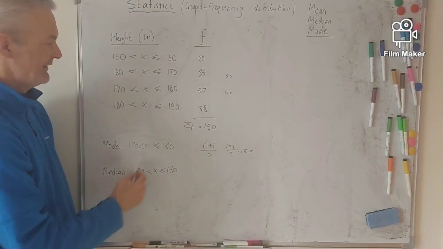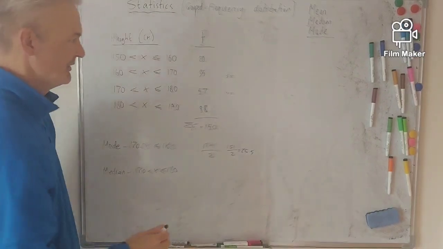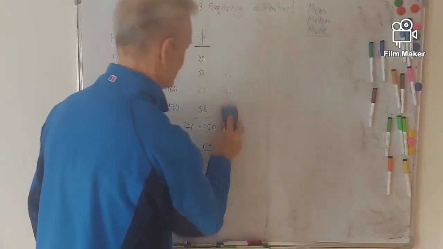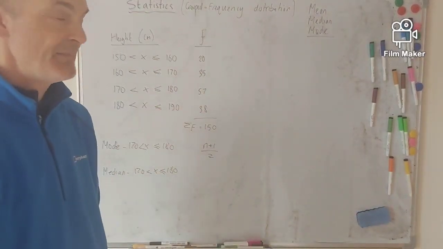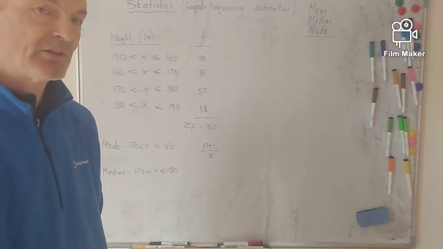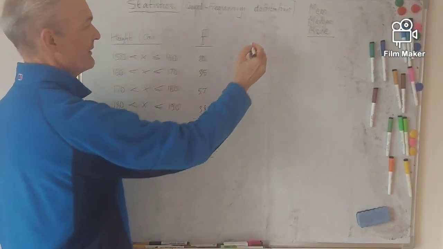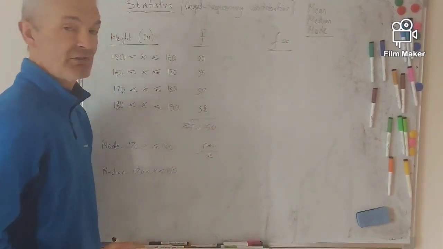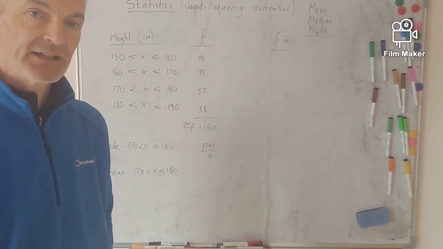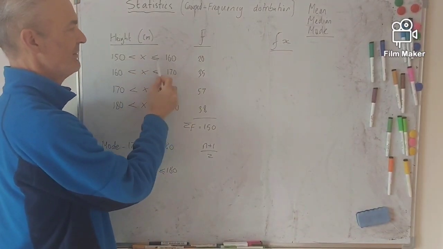So our median is in that same interval as our mode. Now, the next thing we need to find is the mean. In the last one, when we looked at a frequency distribution, we just multiplied these two together to get fx. And really we need to do the same thing here, but we've got a range of numbers.